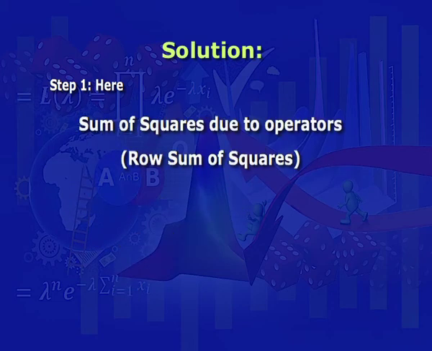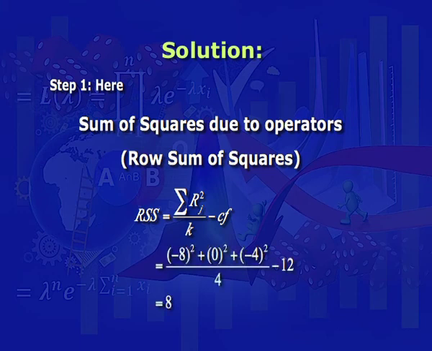Now, we calculate sum of squares due to operators, that means row sum of squares, which is given by RSS equal to summation Rj square divided by K minus CF. Substituting the values of the row totals -8, 0 and -4 in the formula, we get -8 square plus 0 square plus -4 square divided by 4 minus 12, which comes out 8.